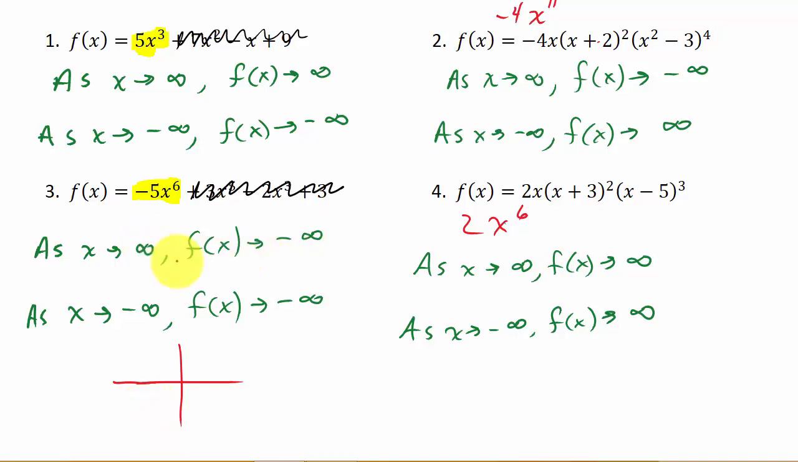As we go to infinity, this goes to negative infinity. As we go to negative infinity, y is going to negative infinity. And then for this one, as we go to infinity, y goes to infinity. And as we go to negative infinity, y goes to infinity. And so that's what a little rough sketch of them would look like. And just leave it open here in the middle because we don't know exactly what it does in the middle.